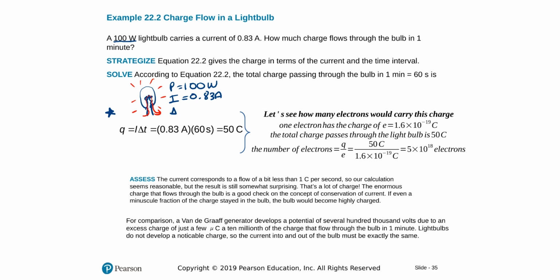So the time delta T is 1 minute, again 60 seconds. This time I'm asked to find what is the charge. Starting from I is equal to Q over delta T, I can solve for Q easily, cross multiplication here, as I delta T, and here is the solution. As you work through this, you'll find it's 50 coulomb.